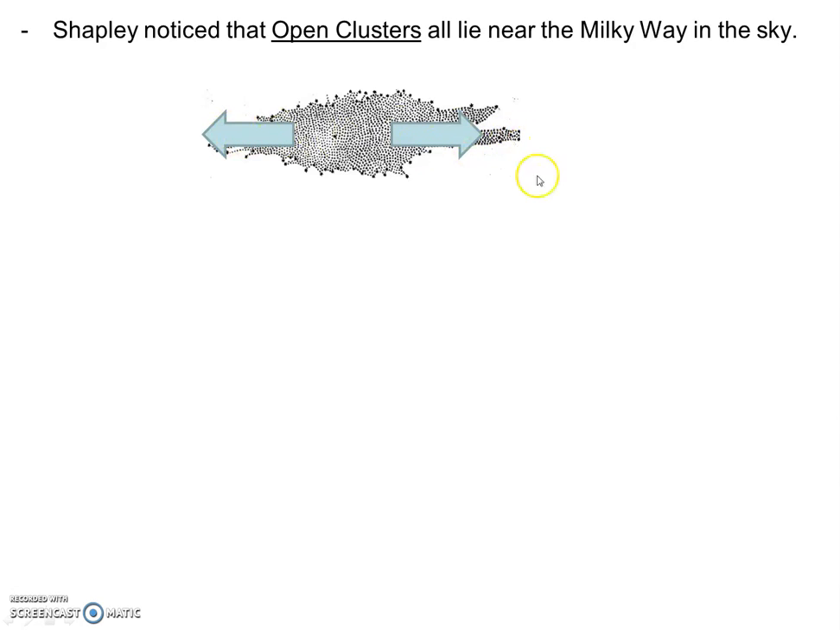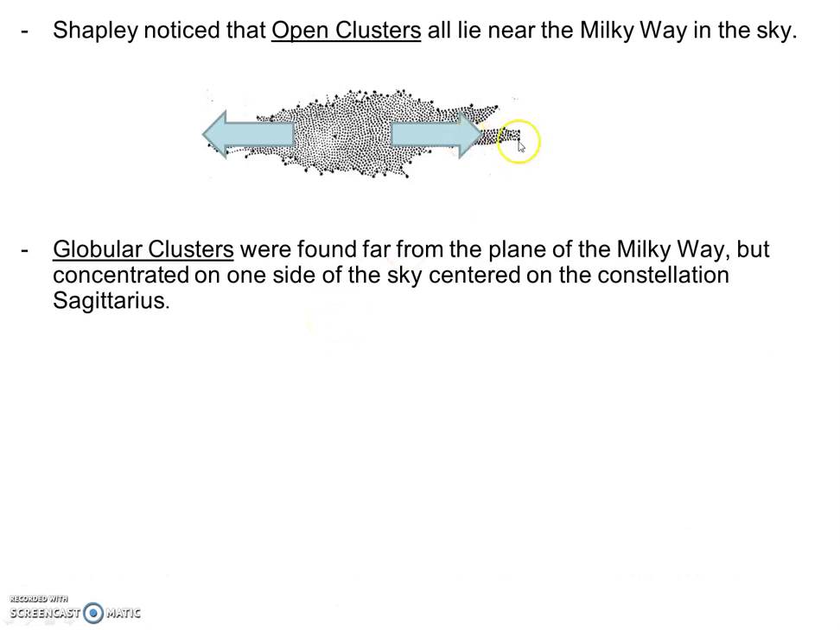Globular clusters, on the other hand, are very unusual because, first of all, they tend to be found above and below the plane of the Milky Way. And they tend to be all on the right-hand side in this diagram. They tend to be all on one side of the sky and not on the other. Okay? And this direction is the direction toward what we call the constellation of Sagittarius.